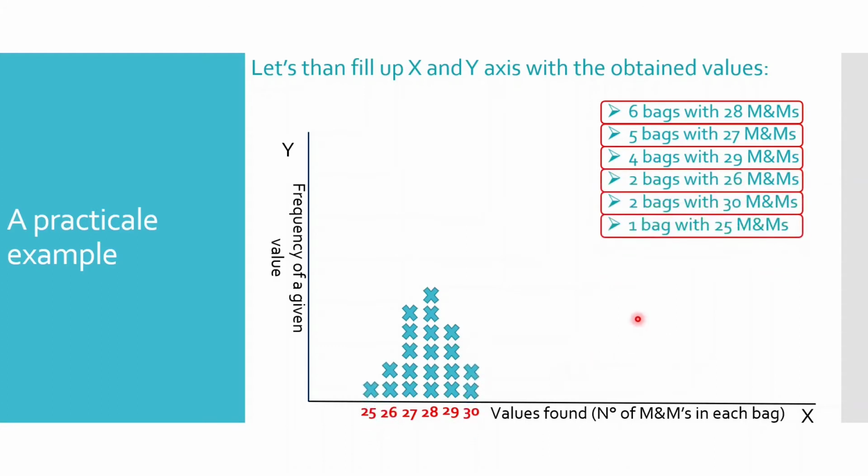And completing the distribution of data, we have 2 occurrences, 2 frequencies in correspondence of 30, 2 occurrences in correspondence of 26, and 1 occurrence in correspondence of 25. Well, we have obtained this array of data, this distribution of crosses.